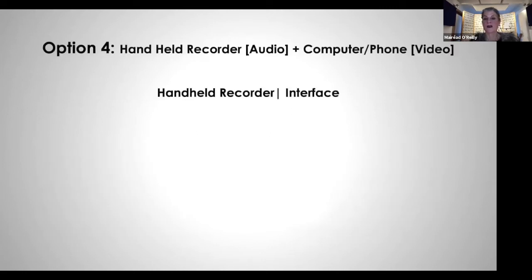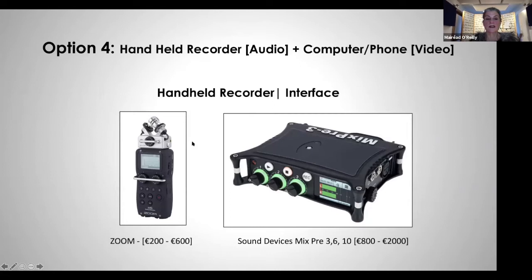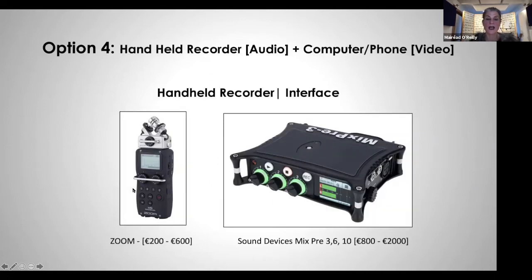And this is our other option, the handheld recorder. So again, different people will have different requirements. This is the Zoom range. They do little handheld recorders with built-in mics from €200 upwards. They have a huge range. I picked one in the middle that I'm quite familiar with, the H5. I've used a lot of them, tested a lot of them.